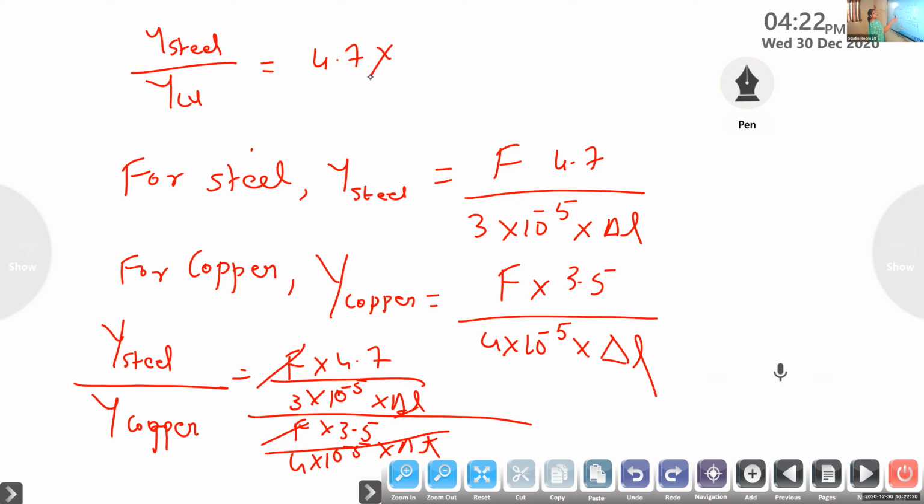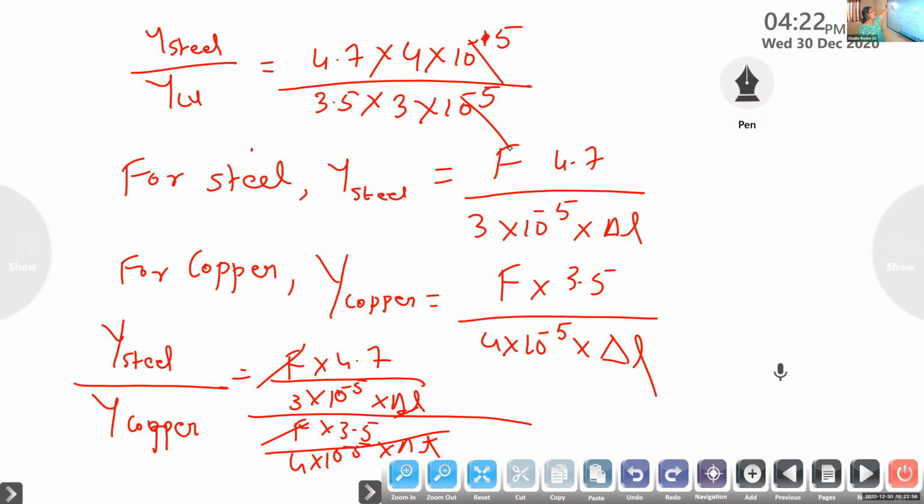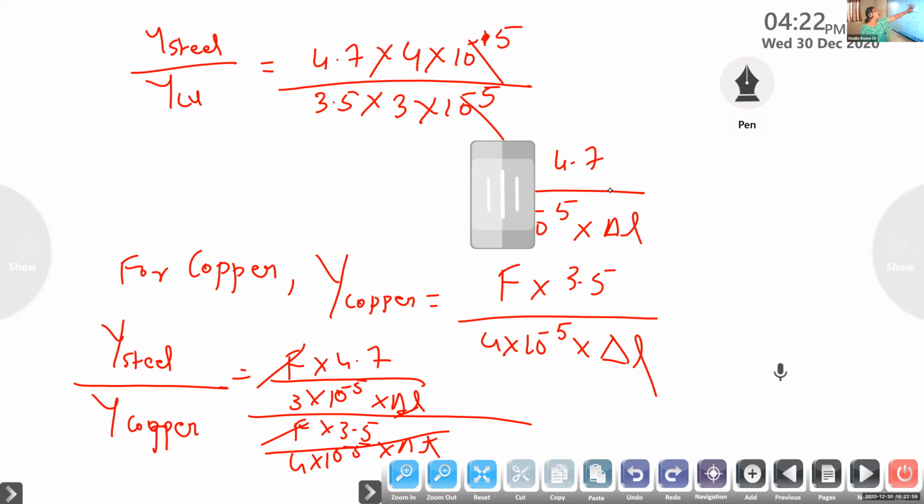4.7 into, taking the reciprocal, you will get 4.7 into 4 into 10 to the power of minus 5 divided by 3.5 into 3 into 10 to the power of minus 5. Minus 5, both are the same. So minus 5 gets cancelled. Both the powers are the same, so that can be cancelled. And the remaining one is 4.7 into 4.